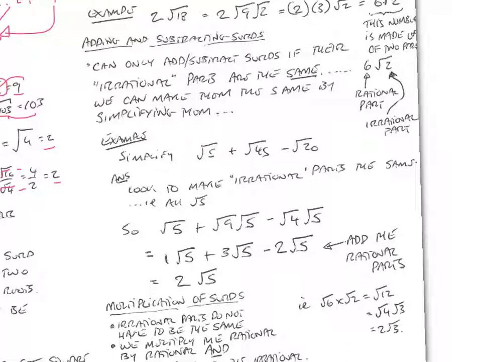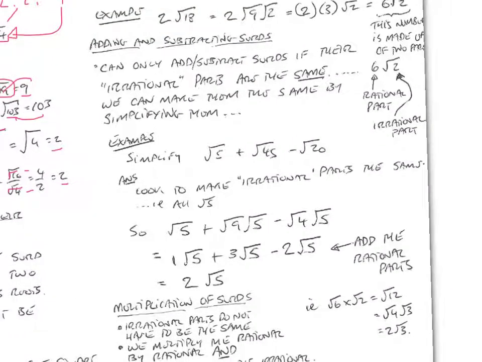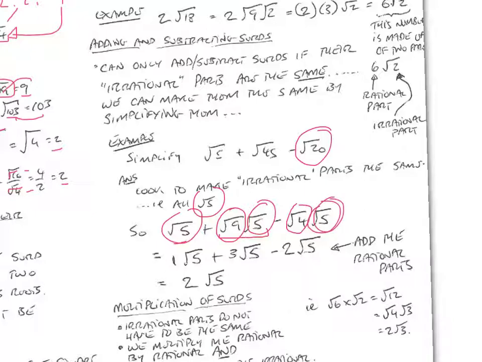Okay, I'm looking to make the irrational parts the same, all in terms of root 5. So root 5 plus root 45 is the same as root 5 plus root 9 times 5, and of course 9 is our perfect square. And root 20 in its simpler form is the perfect square, that is root 4 by root 5. Okay, so now I have root 5 in all three terms, and remember there's a 1 here, you can't see it but it's there.